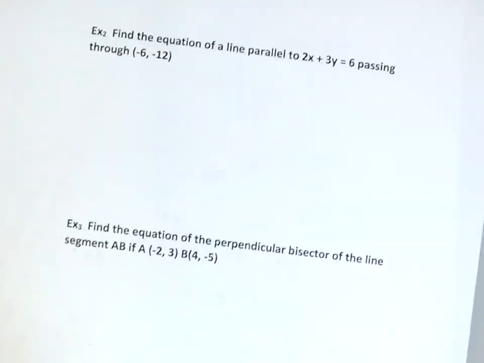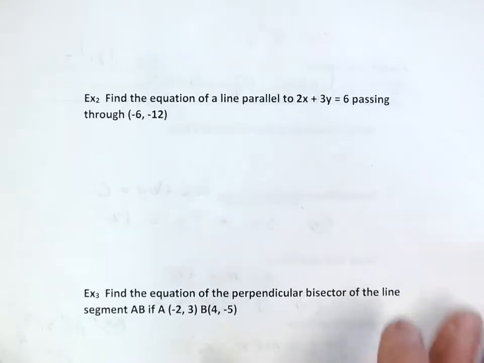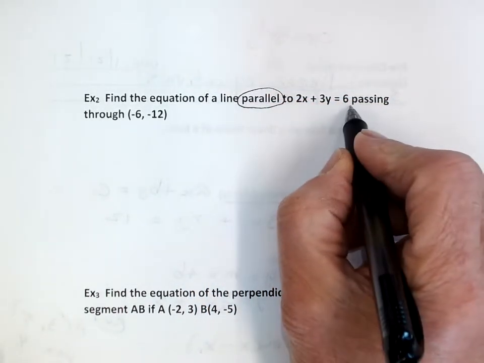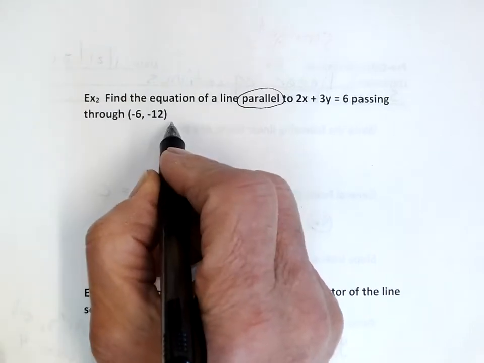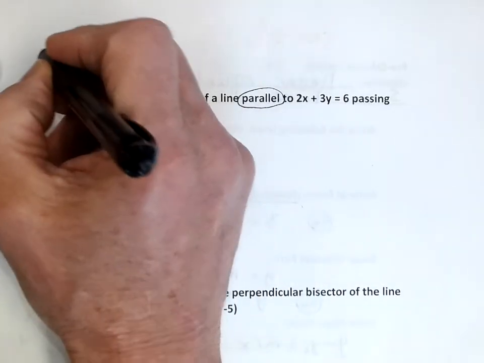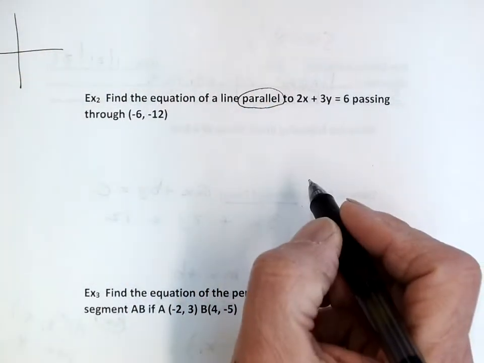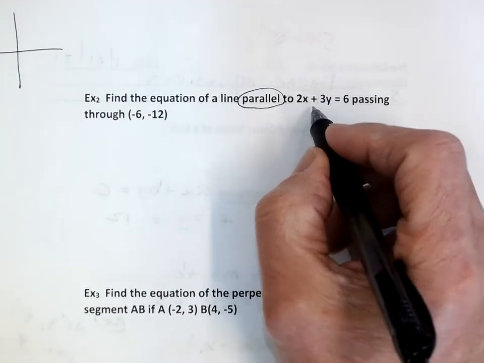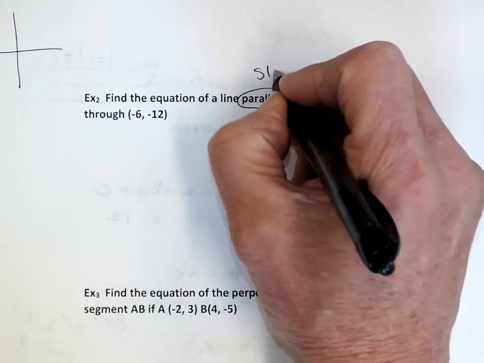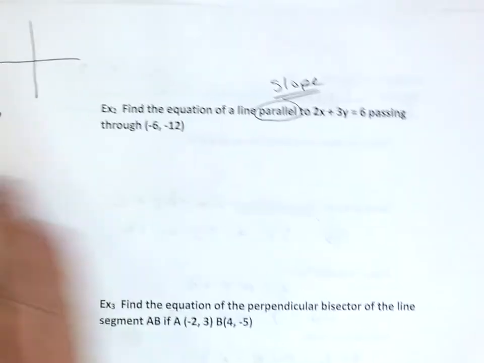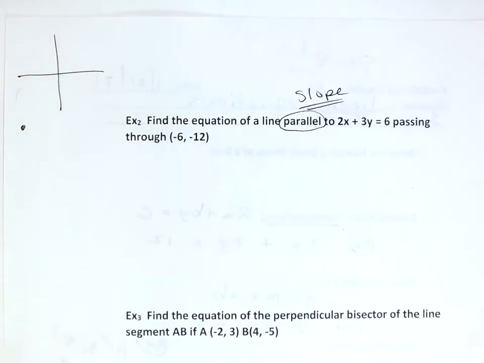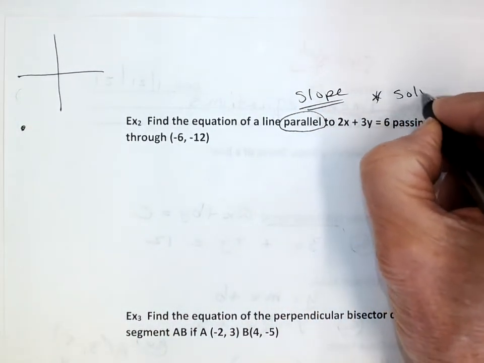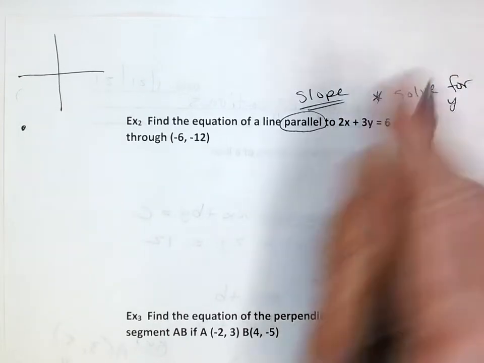Okay, so example 2 on the back. We want to find the equation of the line parallel to 2x plus 3y equals 6 passing through the point negative 6, negative 12. So you don't have to draw a picture, but I'll just give you a visual. Negative 6, negative 12 might be way down here. And what I need to do, if they're parallel, is find the slope, because two lines that are parallel have the same slope. So I need to find the slope here first. So let's solve for y on my equation.